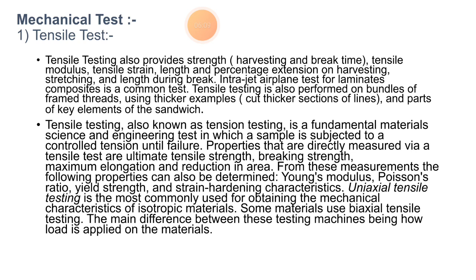Tensile testing is a fundamental material science and engineering test in which a sample is subjected to a controlled tension until failure. Properties that are directly measured via a tensile test are ultimate tensile strength, breaking strength, maximum elongation and reduction in area. From these measurements, the following properties can also be determined: Young's modulus, Poisson's ratio, yield strength and strain hardening characteristics. Uniaxial tensile testing is the most commonly used for obtaining the mechanical characteristics of isotropic materials. Some materials use biaxial tensile testing. The main difference between these testing machines is how the load is applied on the materials.